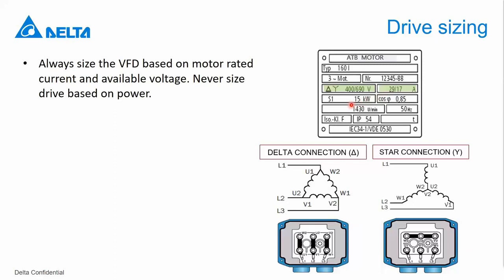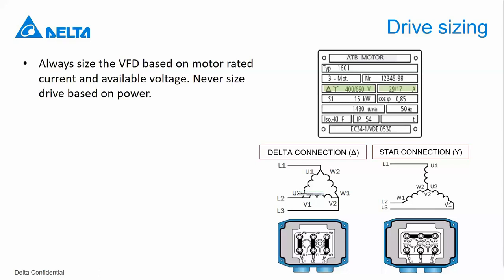So in those cases, if you select solely based on power, then you might select a drive which is too small for that motor. So it is for this reason that we always say that it's much better to select based on current. Besides this, there are also numerous derating factors which you need to take into account. And that derating is always done based on current and not based on power. And I will show you those derating factors soon.